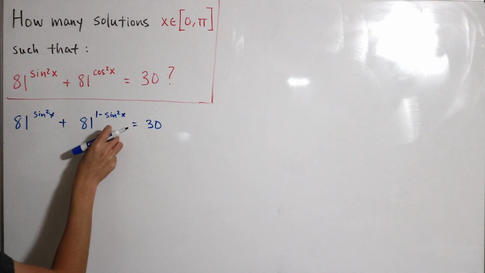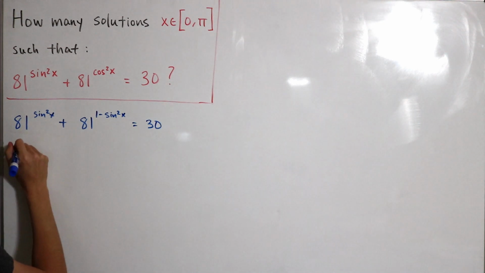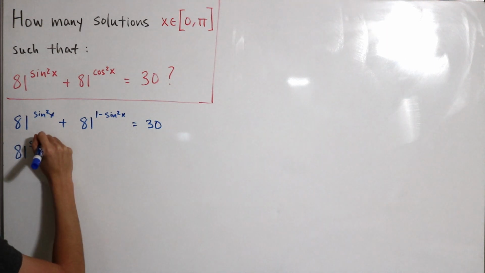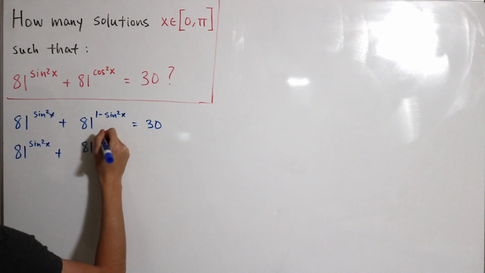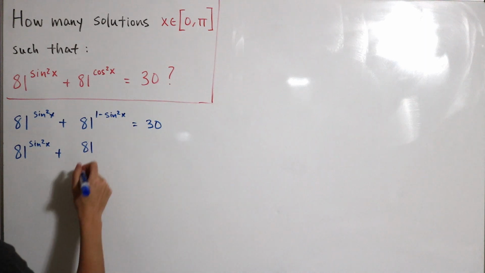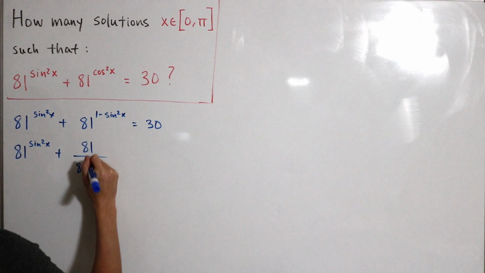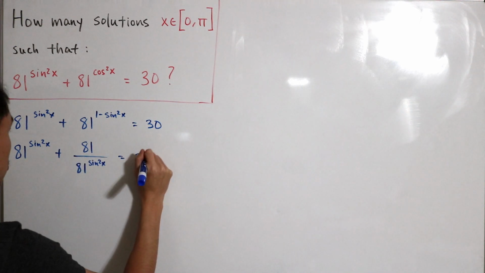Then if we use the rules of exponents, we can write this as a rational function, since we have a variable. We have sine square of x over here, then I can write this as 81 to the power 1 minus sine square of x, which means the sine square of x will go to the denominator using that rule. So 81 divided by 81 to the power sine square of x, and set that equal to 30.